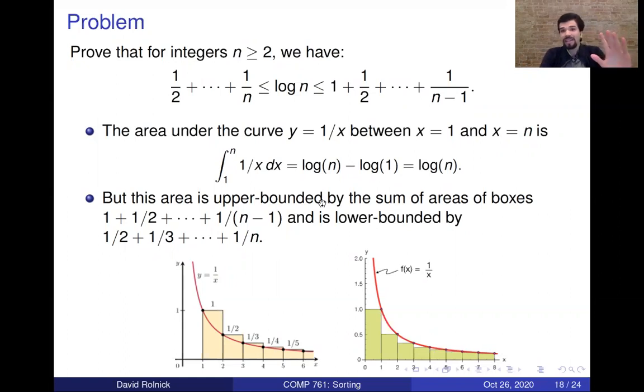So asymptotically, this sum is equal to log n. If you want, this sum is theta of log n. Questions?